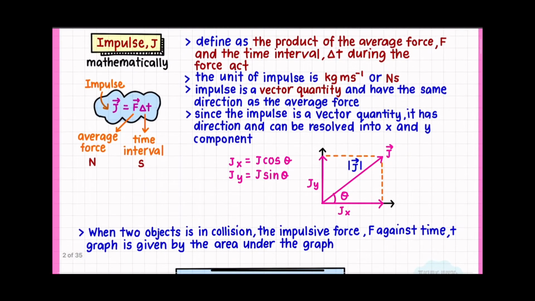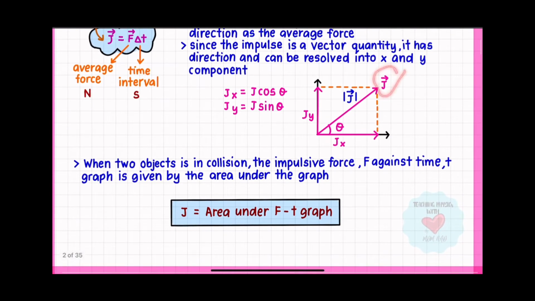Okay, so what is impulse? Impulse is defined as the product of an average force F and the time interval delta t during which the force acts. So impulse J equals F delta t. The unit of impulse is kg m/s or newton second. Impulse is a vector quantity and has the same direction as the average force. Okay, ni adalah average force, ataupun you panggil selalunya impulsive force. Since impulse is a vector quantity, it has direction and can be resolved into x and y components, same as momentum. But the symbol that we use is J.